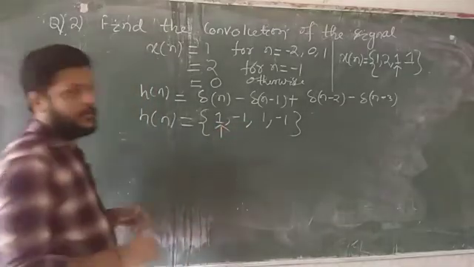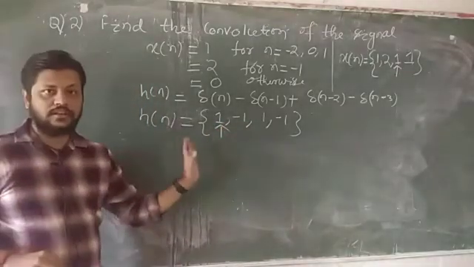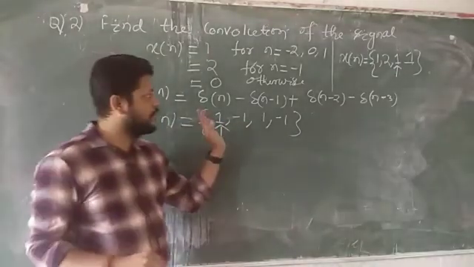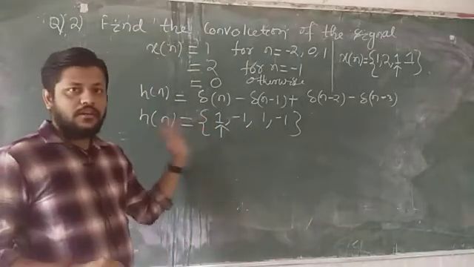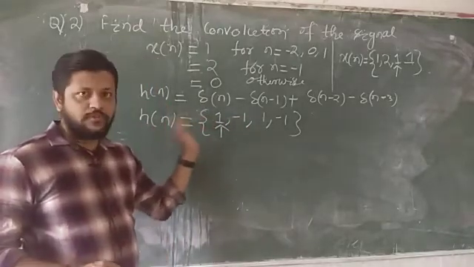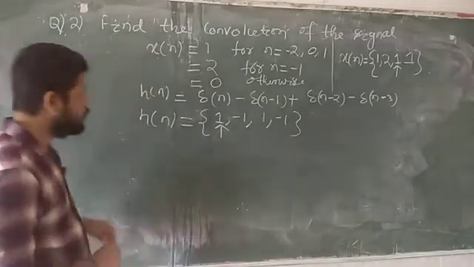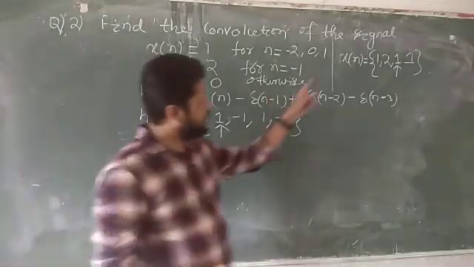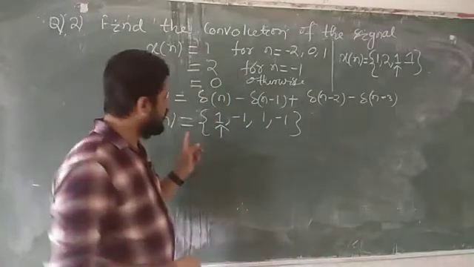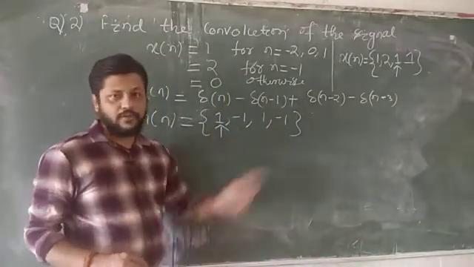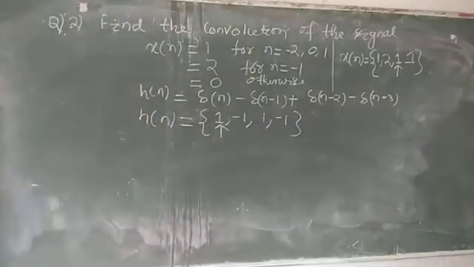And we have to put the arrow here because this is your origin, and this is a causal signal. Why a causal signal? Because no value is present before time 0. So you can see here your x[n] is 1, 2, 1, 1 and your h[n] is 1, minus 1, 1, minus 1. So I have to write it once again.